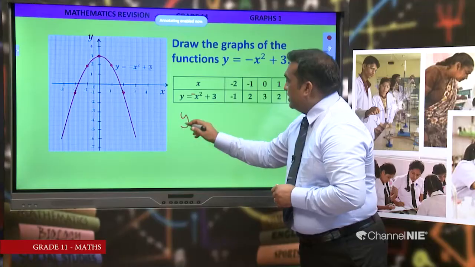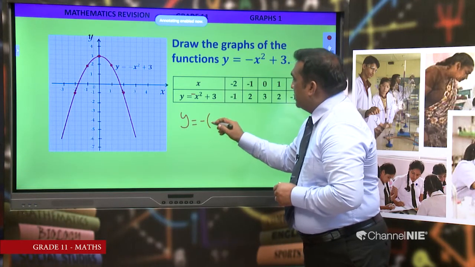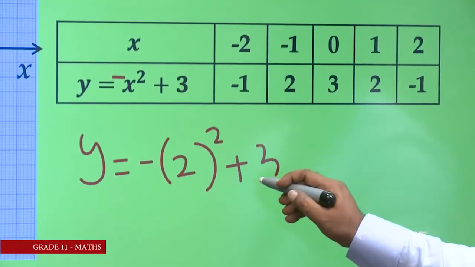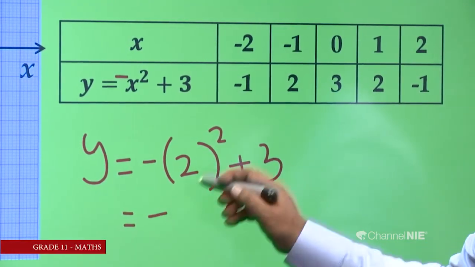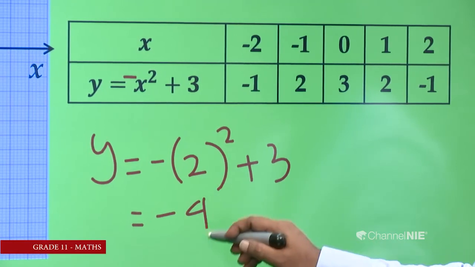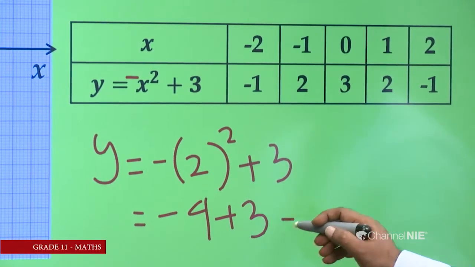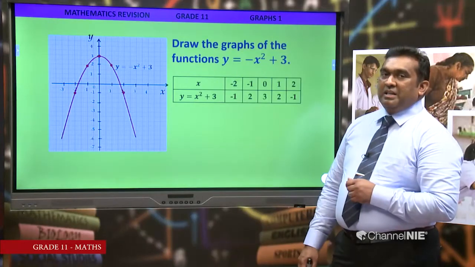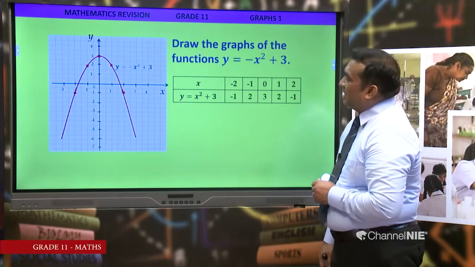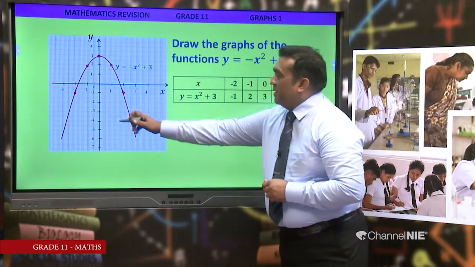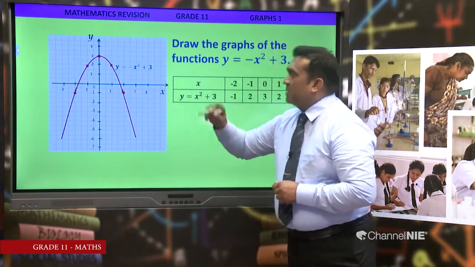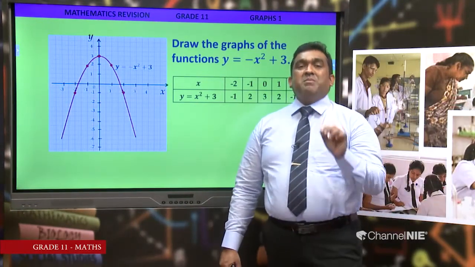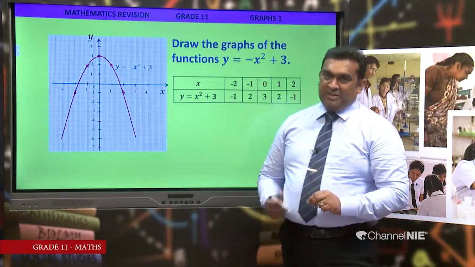y equals minus 2 squared, minus 2 squared is 4, minus 4 plus 3. As a result of that you have minus 1. Now after marking the points on the Cartesian plane, you can get this curve. It is clear that this is a maximum curved line graph, maximum one.